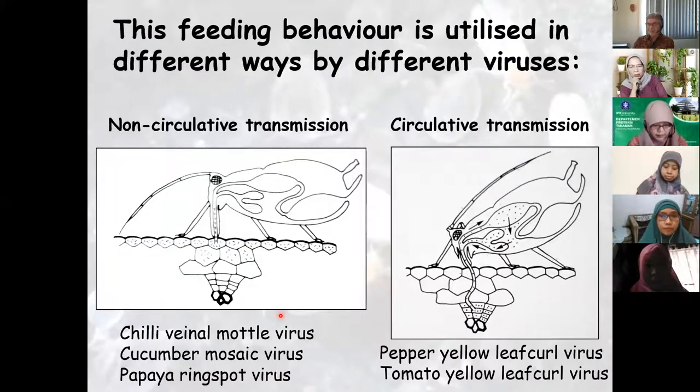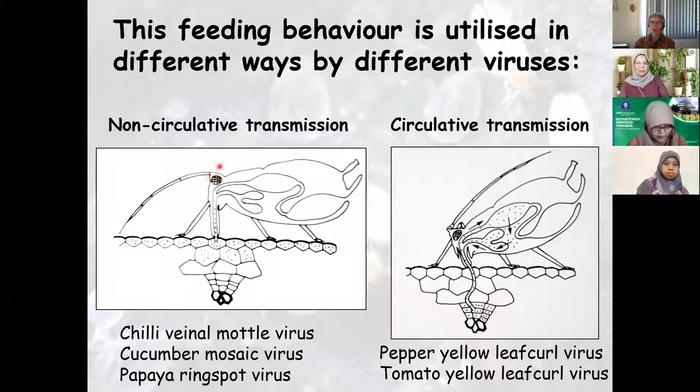Right, so this feeding behavior of aphids, to probe a little bit on the outer cells and then go to the phloem tissue, is used in different ways by different types of viruses. There's more than one way that the aphids will transmit diseases.